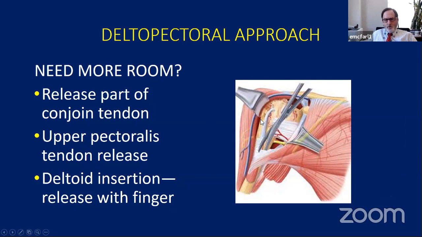The other thing that helps is, once you get this interval between the deltoid and the shaft, to release some of the deltoid insertion distally with your finger. And what that does is allow the deltoid to come back over the top of the humerus like this and gets it out of the way. And it also prevents you from tearing the deltoid from just pulling on it. So those are all little tricks for exposure.